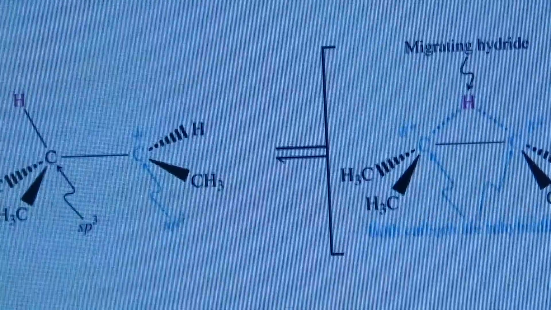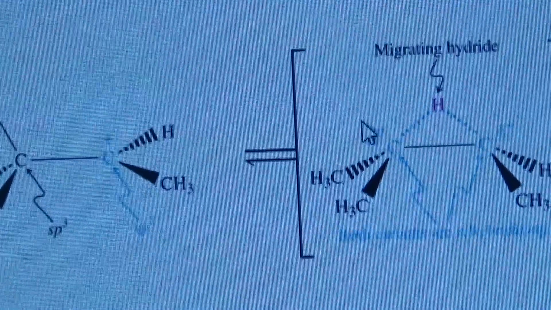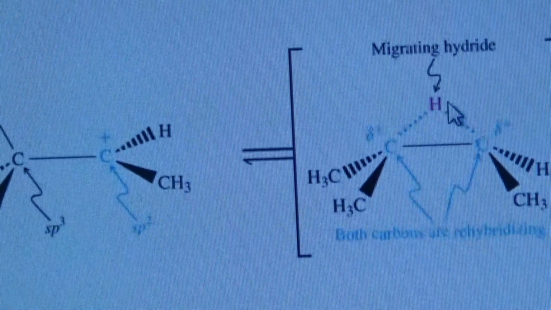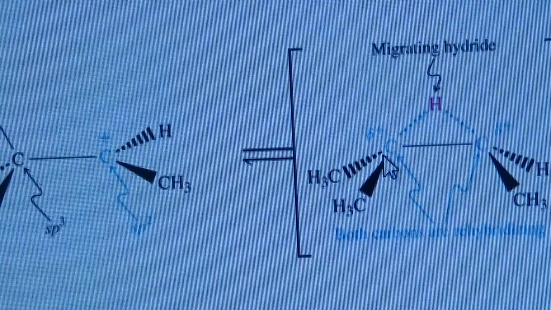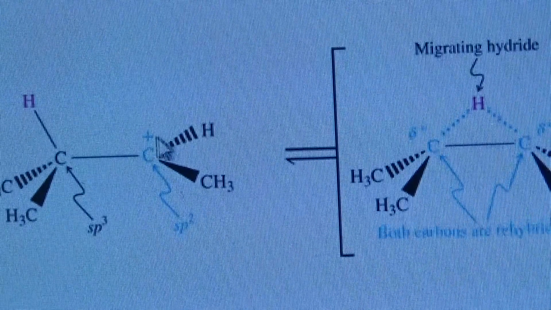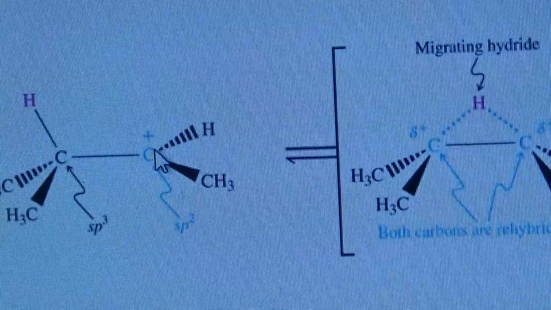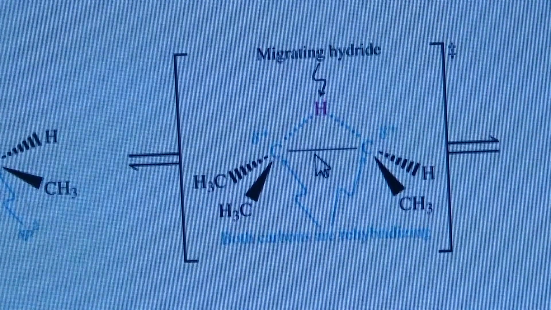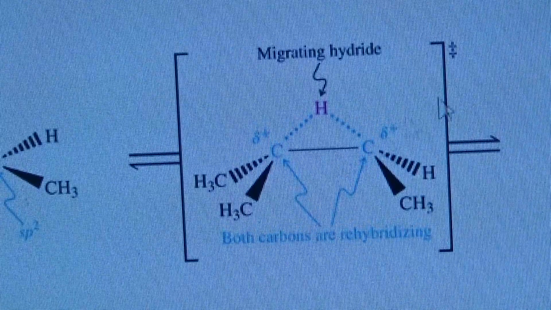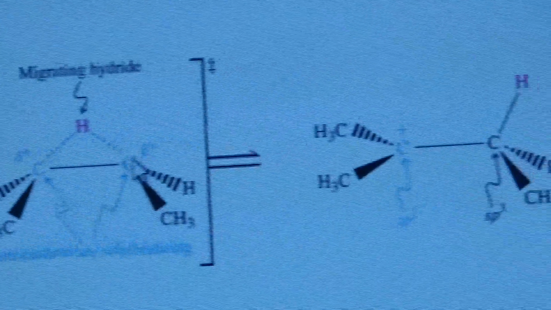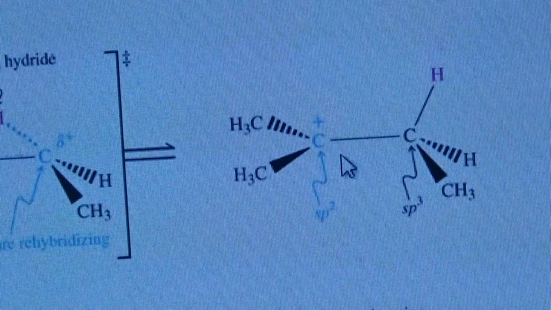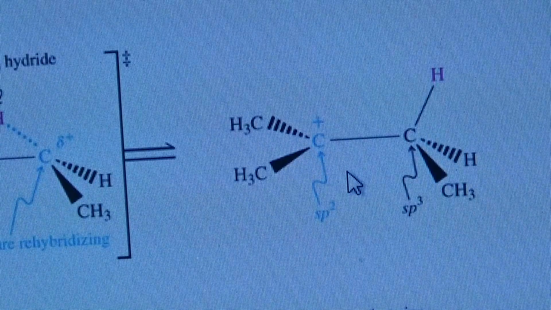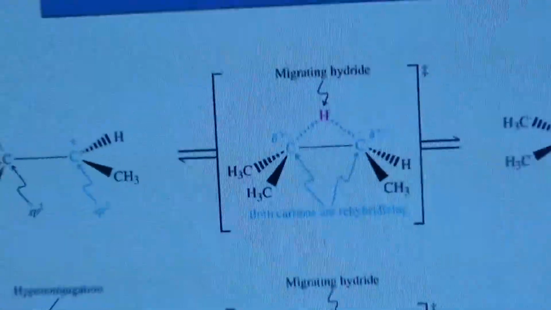so it swings over to the right, and now it's in between and bridged between the two carbons. Rather than one carbon being completely positive, now both carbons are delta positive. So it's like a transition state, right? And then in the end, the hydrogen has completely jumped over, and now we have a tertiary carbocation, which is nice and stable. Okay.